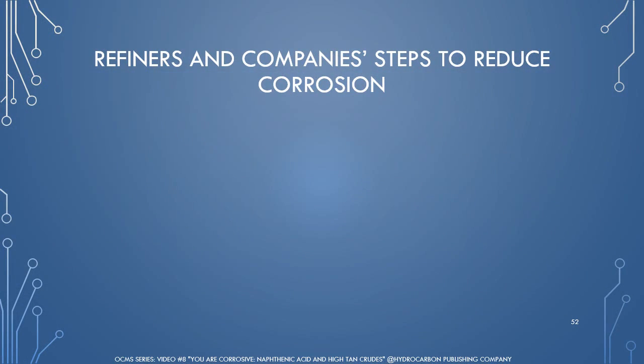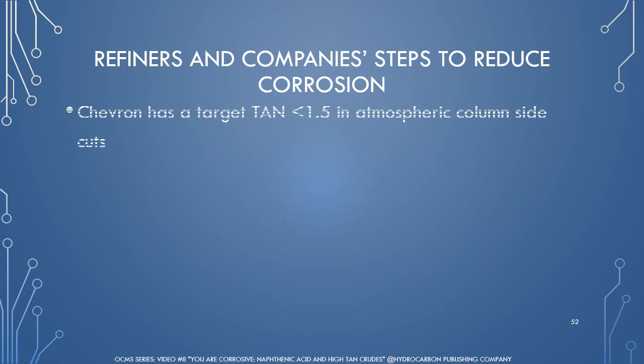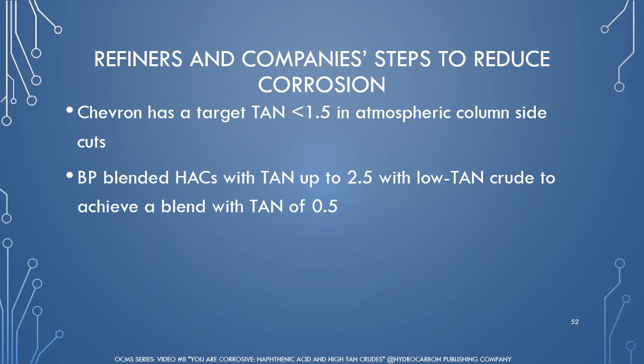Refiners and companies have taken steps to reduce corrosion. Chevron has been reported to have a target TAN value less than 1.5 in atmospheric column side cuts. BP has blended Californian crudes having TAN values up to 2.5 with lower-TAN crudes to achieve a target TAN of 0.5 or less. The company indicated at a past NPRA Q&A session that this procedure has been used in a unit without high alloy for 5 years and had no indication of corrosion.